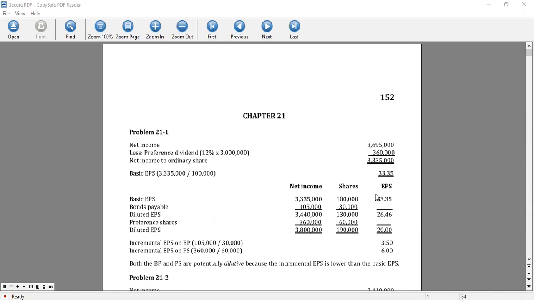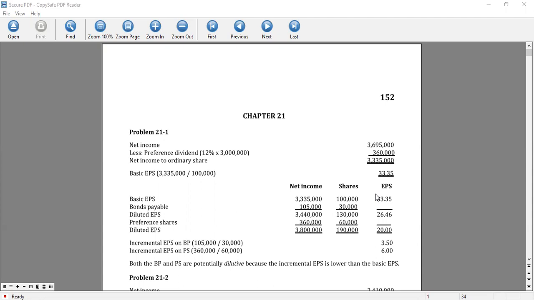The requirements are to compute for the basic earnings per share. So we divide the net income to ordinary share by the number of ordinary shares outstanding. So we have 33.35. In requirement number 2, we have to determine the diluted earnings per share.